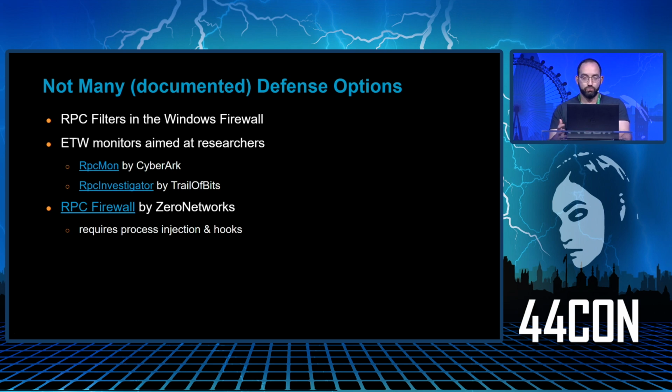The strongest option for RPC defense, in my opinion, is the RPC firewall, which was shown in, I think, Black Hat 2021. But it's a third-party tool. It requires process injection. It uses hooks. So there's some trade-off there.